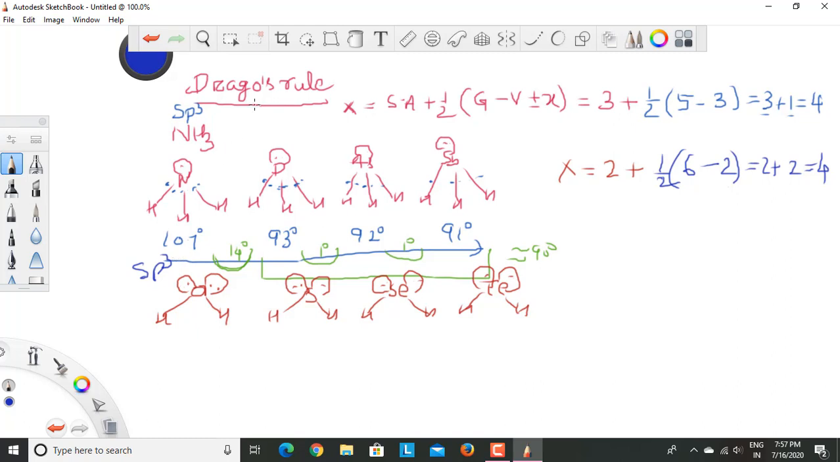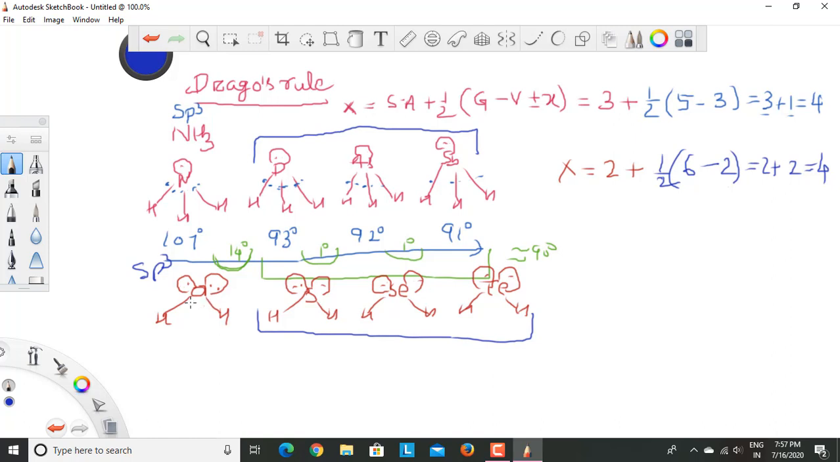Then what has Drago told? Drago has told that for these three there is no hybridization. Similarly, for these three there is no hybridization. Let us justify what he has told. Why? What is the logic behind it?